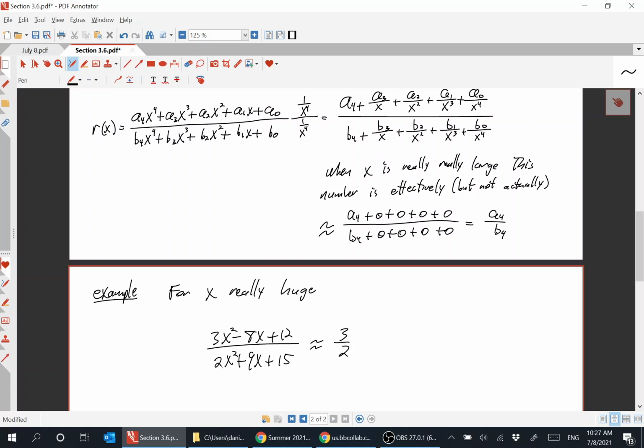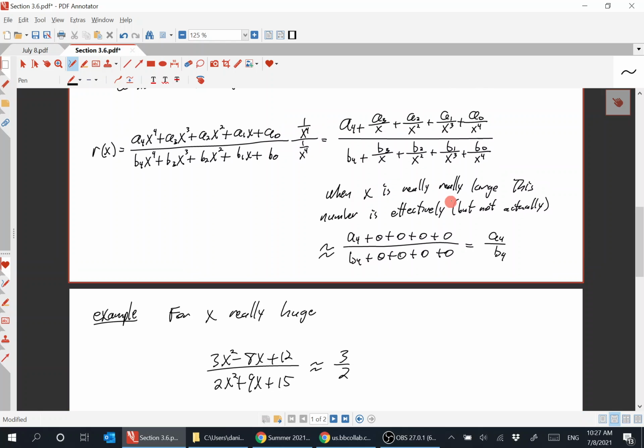I'm not even going to plug it in, we see that that's the case. All of these terms are effectively 0. All of these terms are effectively 0. Not actually, but the difference between that and 0 is so minuscule you really don't care. And these numbers are just constants. So that's what it equals. Now, when the degree of the numerator is less than the degree of the denominator, then the fraction is 0.